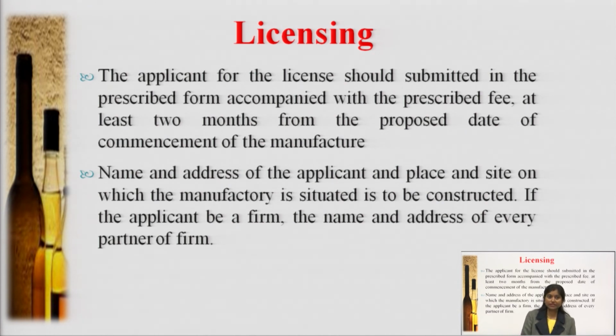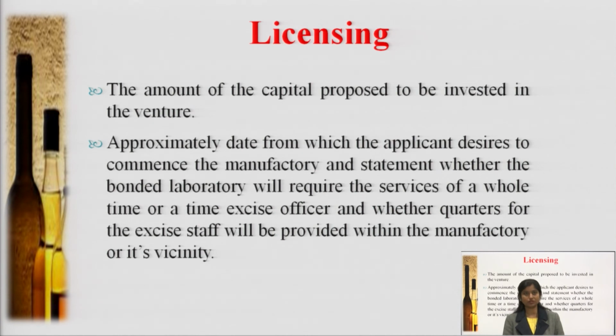The name and address of the applicant, and the place and the site on which the manufactory is situated or is to be constructed, must be given. If the applicant is a firm, the name and address of every partner of that firm should be included. So, these are a few of the norms that you have to follow while starting your business in medicinal and toiletry preparations: you should get approval of everything, that is the premises, the person, the heads and the owners, 2 months before the commencement of the industry.